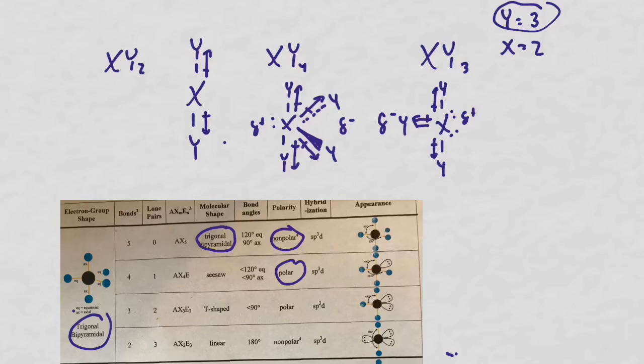I'm now going to go to 6 domains. Thank God we're just about done here, okay? So if there are 6 domains, you have what's called octahedral.